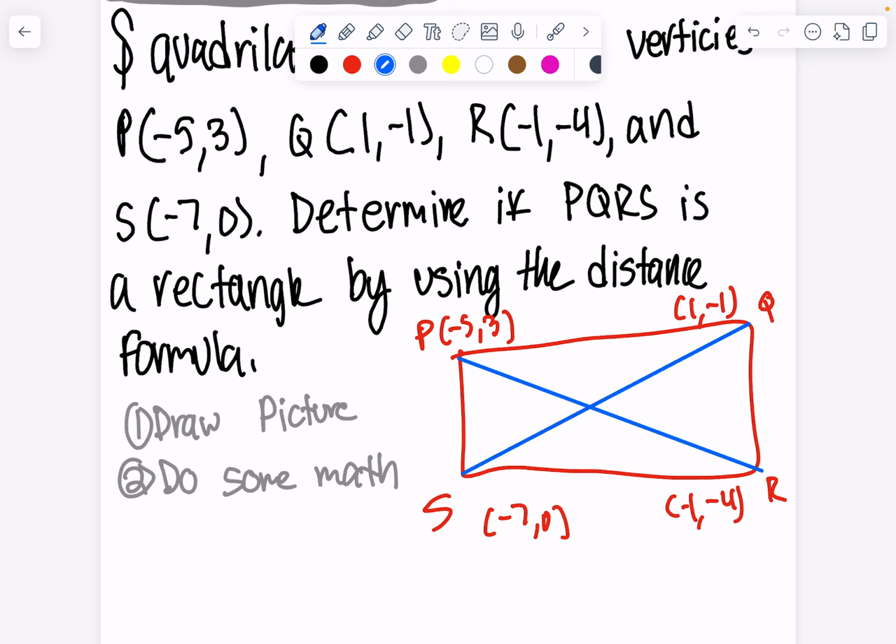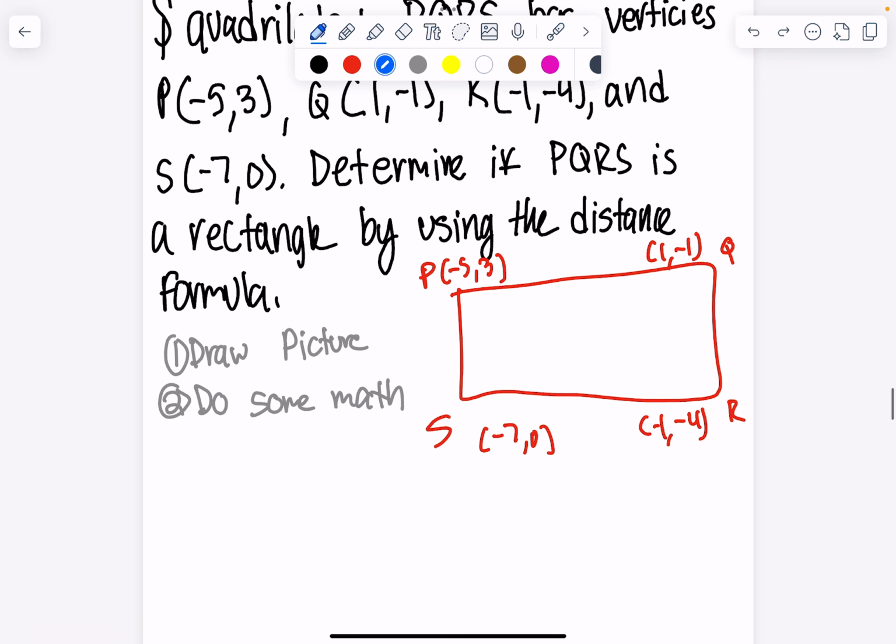So what if we use the distance formula and see if the distance from P to R is the same as the distance from S to Q? We have coordinates. We hopefully know a distance formula. We can actually find what this is going to be. So I'm not going to completely solve this. I'm going to semi-get there.